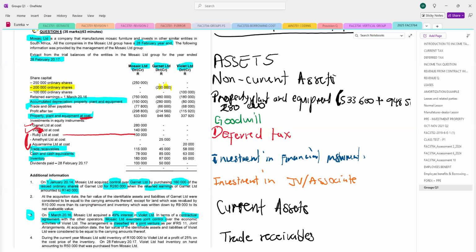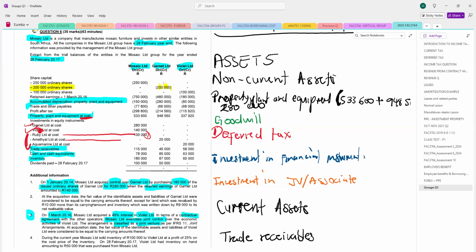So we have Ruby. Ruby, the investment is from Moisec. So Moisec is the one that has 100,000 in Ruby Limited. This is a simple investment because it's not part of the group. There's no joint control. There's no control. There's no significant influence. So this is a simple investment. That's my first one.